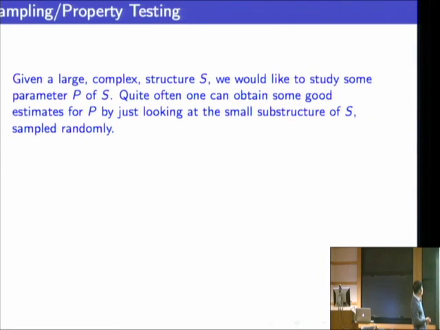So property testing is something like this. Also in statistics we use it a lot. You have a huge complex structure S, and we want to know some parameter P of S. The general philosophy is that quite often we have a good estimator for P by looking at only a random sample of S. Pick a few points and see what happens.